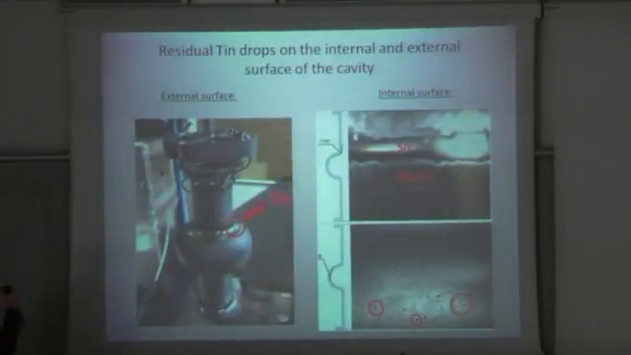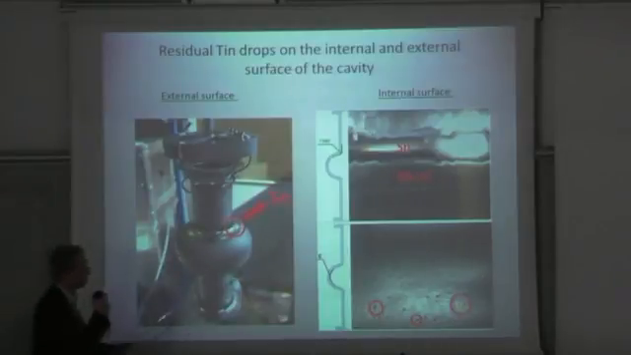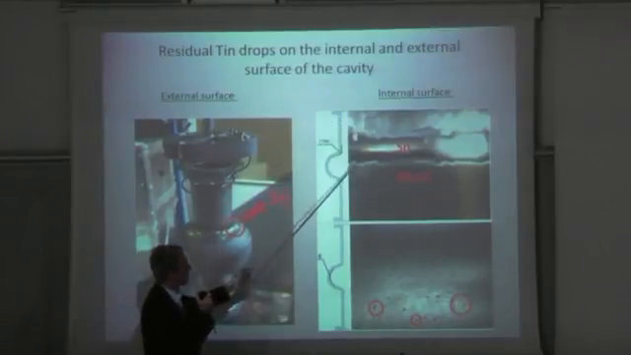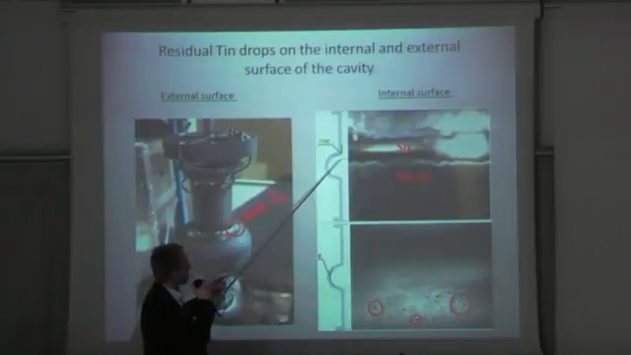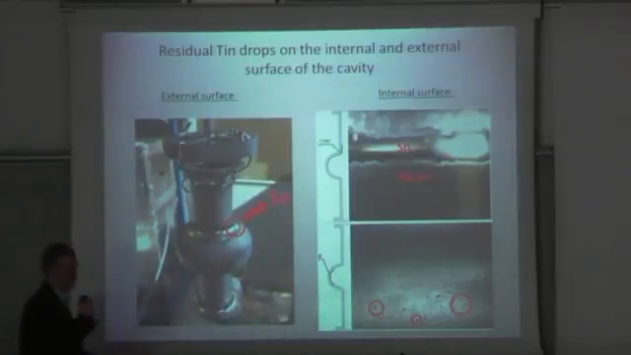Here is just a slide where we can see the pictures of residual tin. On the cavity external surface, we can see tin here, and the internal surface. This is a layer of the tin on the iris part of the cavity and the droplets of the tin on the cell part of the cavity.